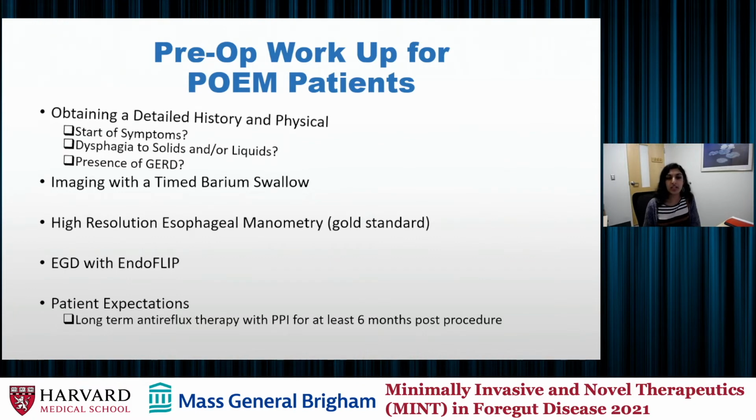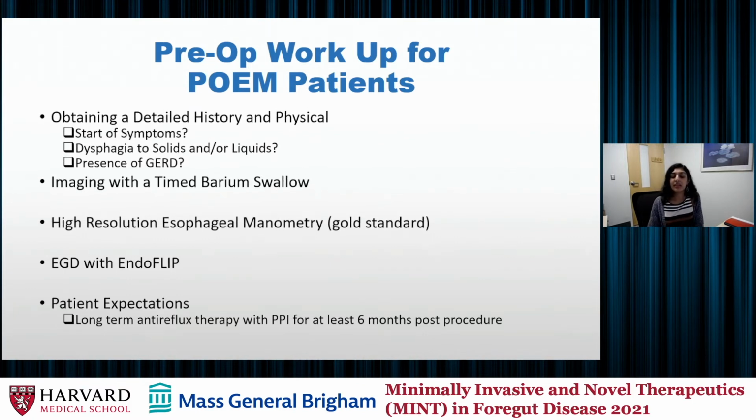We also want to make sure that the patient knows what to expect long-term. So again, they have to be on long-term anti-reflux therapy after a procedure like this for at least 6 months. We want to make sure that the patient understands this. Just because of heartburn and regurgitation, we do not want to have inflammation in the area where treatment occurred. We want to decrease that risk, and decrease the risk of stricturing and inflammation in that area.